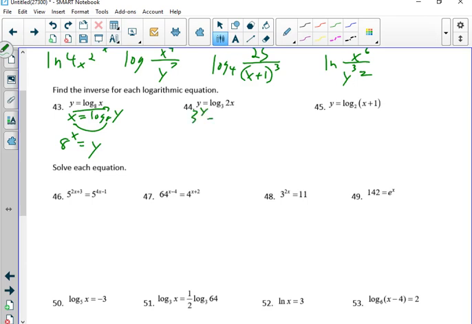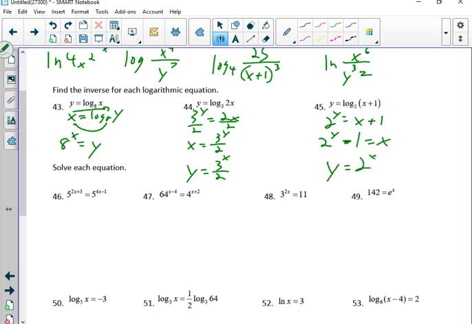Three to the y equals 2x. Divide by 2. X equals 3 to the y over 2. And then switch the x and the y. Y equals 3 to the x over 2. So you can see it doesn't really matter when you do it, switch first or not. 2 to the y equals x plus 1. Move the 1 over. 2 to the y minus 1 equals x. And then switch them. Y equals 2 to the x minus 1.